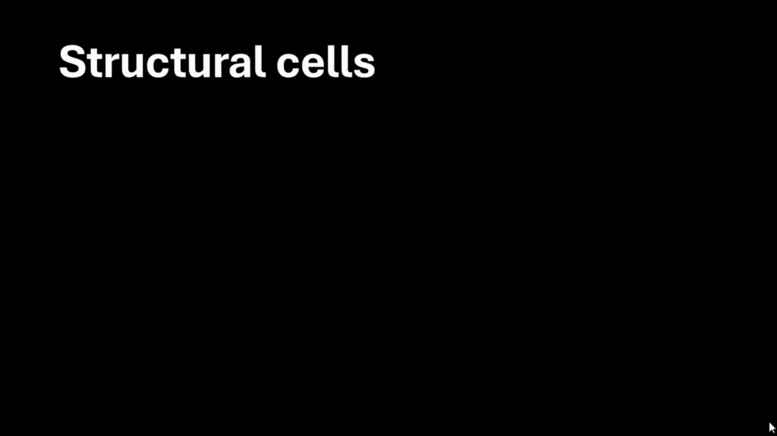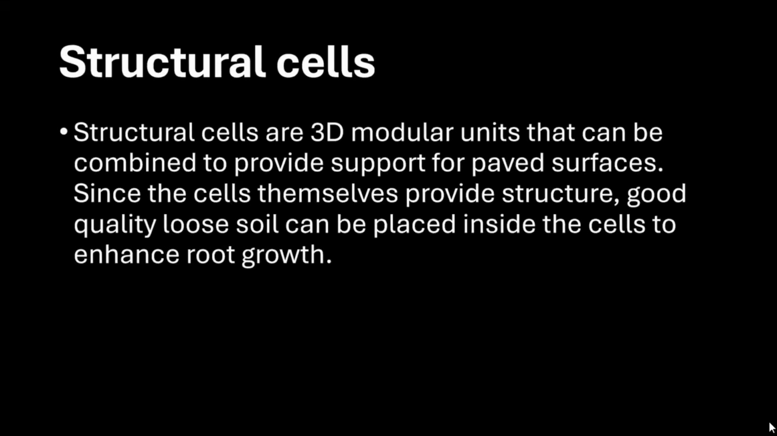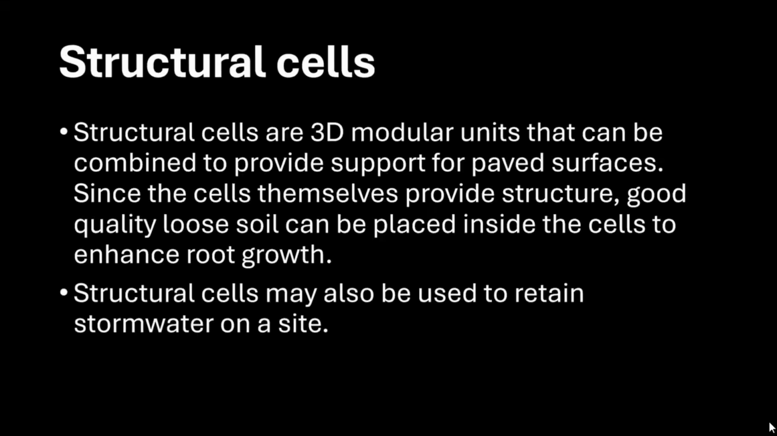Structural cells. Structural cells are 3D modular units that can be combined to provide support for paved surfaces. Since the cells themselves provide the structure, you can use good quality loose soil inside the cells to enhance root growth. Structural cells can also be used to retain storm water on a site.